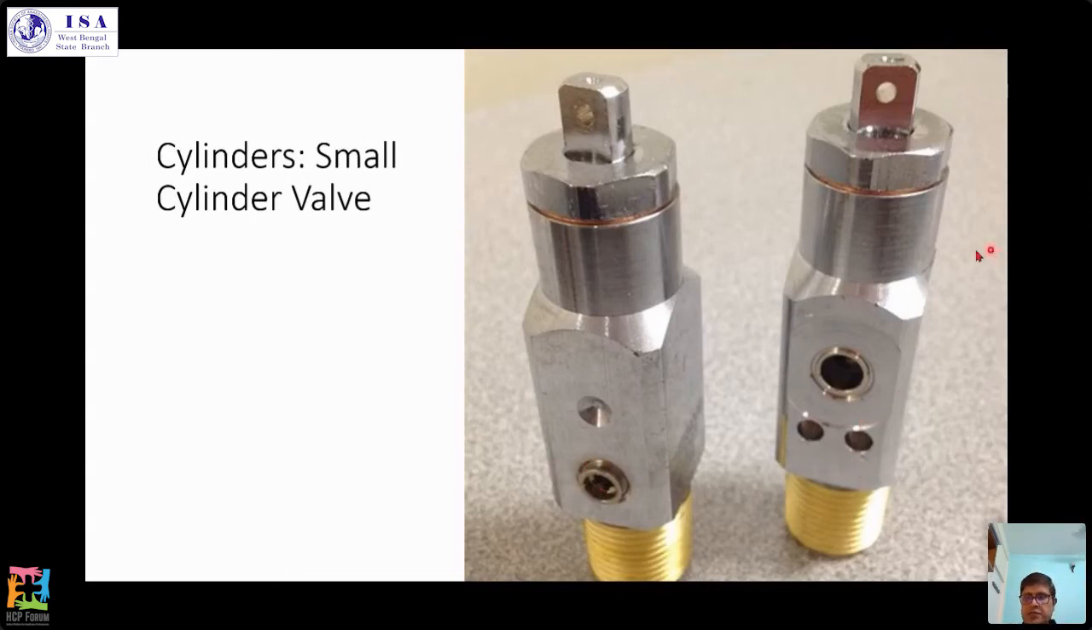And this is the other side. This is diametrically opposite to this side, at 180 degrees on the other side. This is the dent in which the screw would go in. And this is the safety release mechanism through which a high pressure can be released safely.